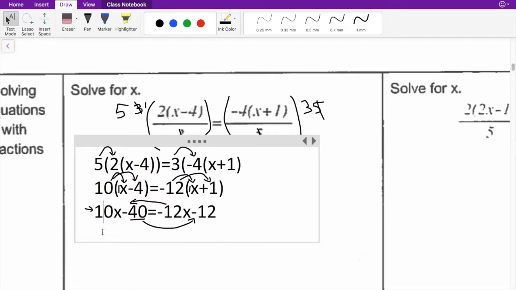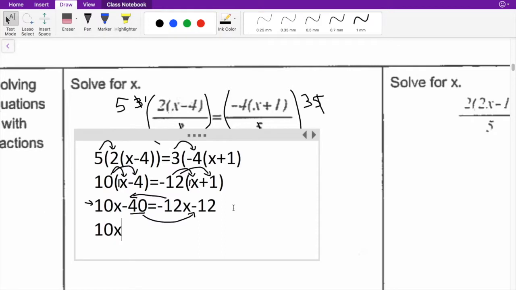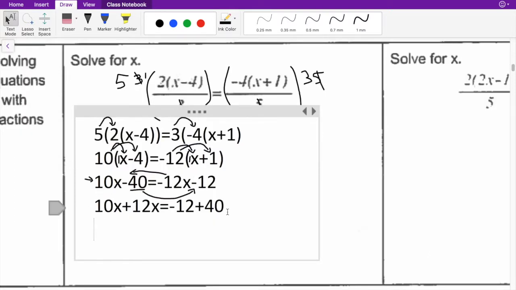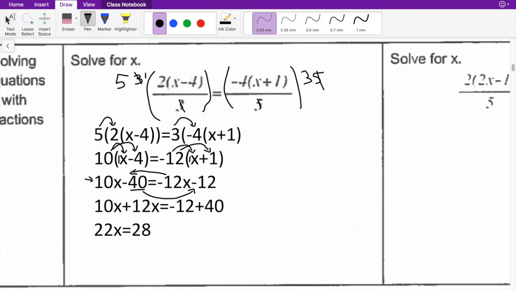So that's going to equal, let's leave the 10x over here, that was already over here. So we have 10x. Now it's a negative 12 right now here. So when it comes over, it's going to be a plus 12x equals, and I already have the negative 12 over here, so I'm going to put negative 12. Now this was a negative on this side, so it's going to become a positive. So 10x plus 12x, that's going to equal 22x equals 40 minus 12, which is going to be 28. Positive 28.